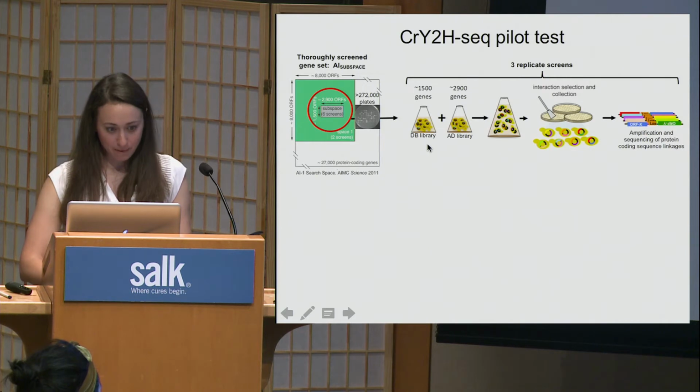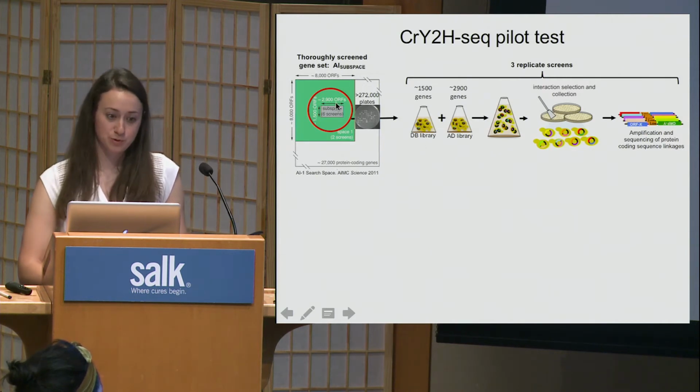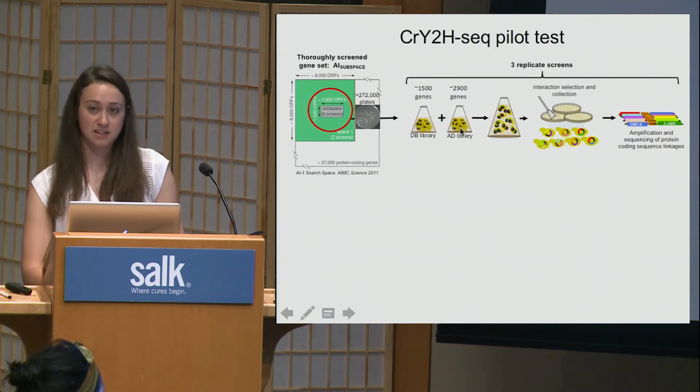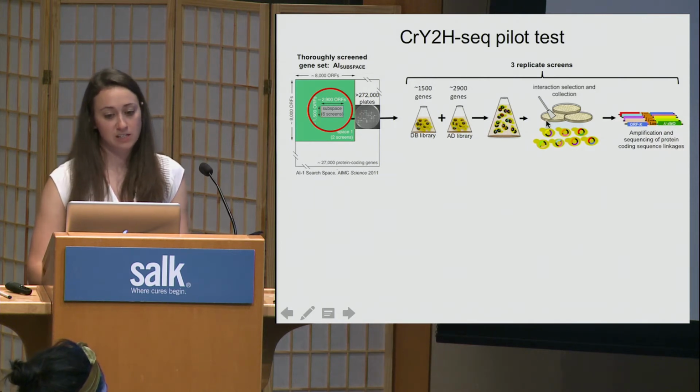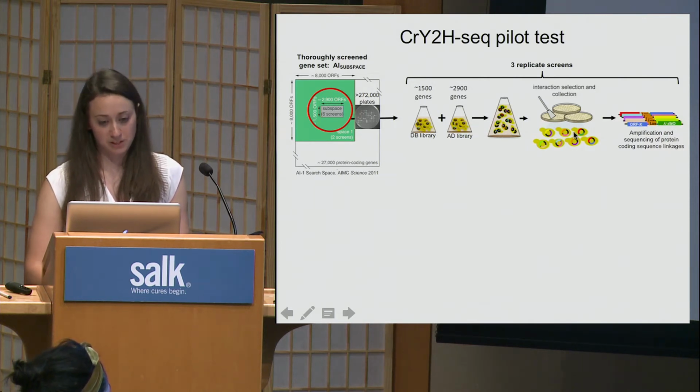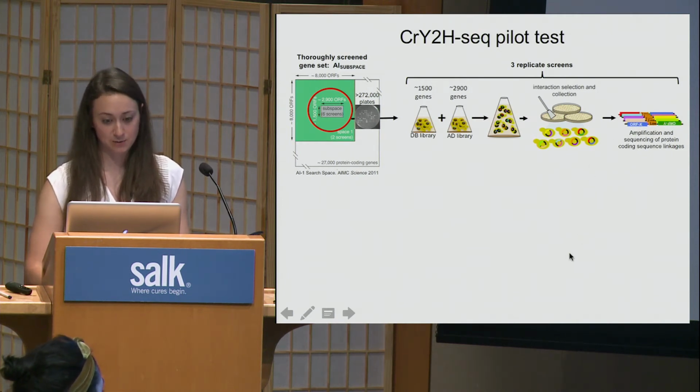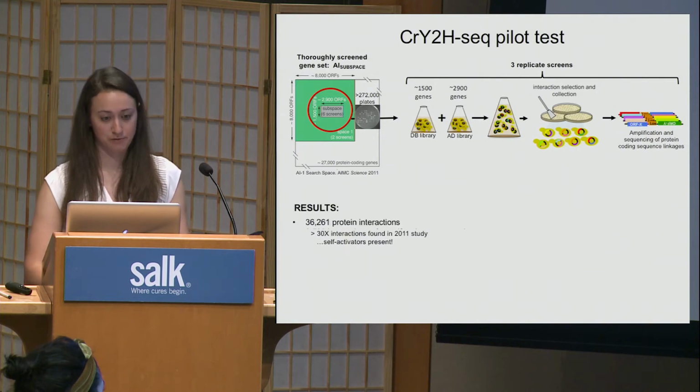And here, what I did was move the 2,900 genes and the 1,500 genes into the Cre2H-seq expression plasmids. I mated these big pools together in this one culture, selected for cells with interactions, did a plasmid isolation in bulk, and amplified the recombined coding sequences and sequenced them on an Illumina platform.